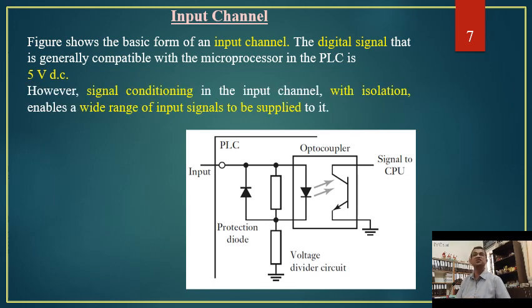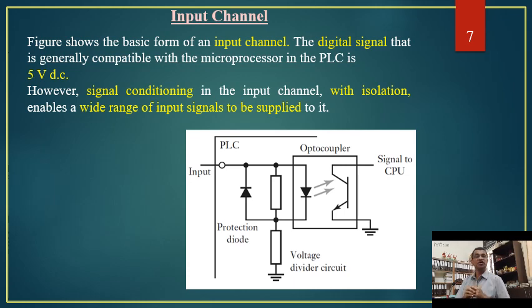However, signal conditioning is done in the input channel. Signal conditioning in the input channel with isolation enables a wide range of input signals to be supplied to it. Now, this isolation is a very important part when it comes to PLC.